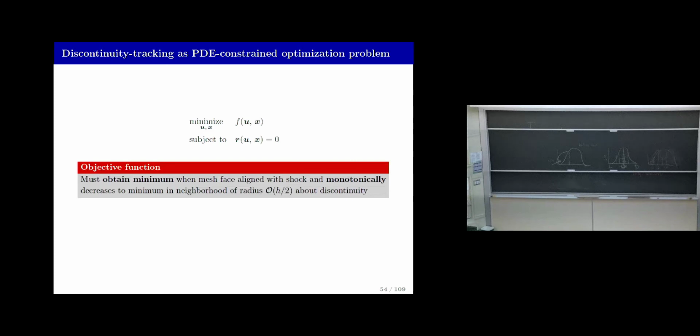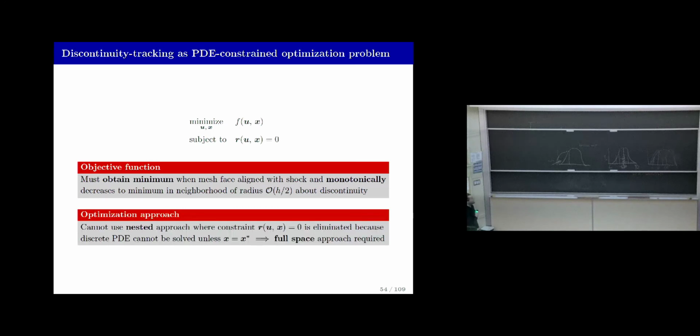This objective function has to have some properties. It must attain a minimum when the mesh aligns with the shock, obviously. I introduced this optimization problem specifically to make this happen, so the objective function has to have this property. The other thing that has to happen is that it must approach that minimum monotonically. If it has the right minimum, but it approaches it and it's super choppy, you'll get stuck. You'll get stuck in a local optimum trying to find it, and this won't work.